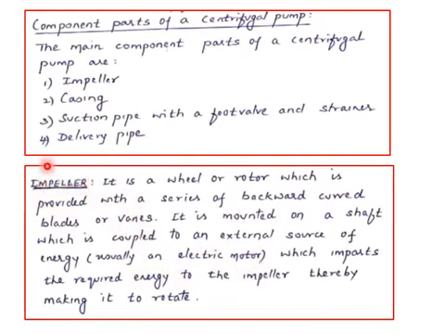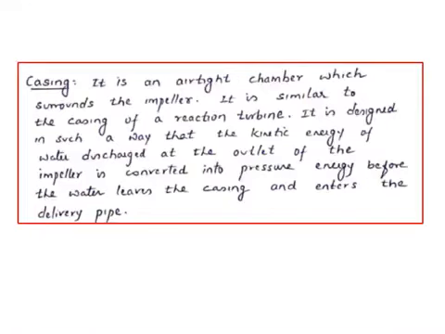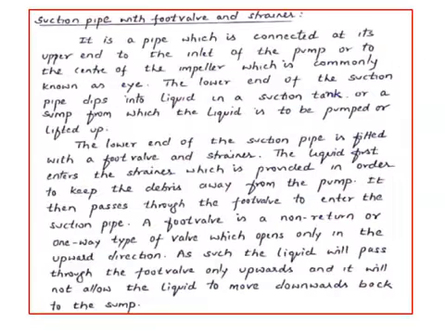When you compare to the turbine, in the turbine work is done by the water on the impeller, whereas here the work is done by the impeller on the water. Also we have the casing. A casing is an airtight chamber which surrounds the impeller. It's similar to the casing that we had discussed in the reaction turbine. It is designed in such a way that the kinetic energy of water that is discharged at the outlet of the impeller is converted to pressure energy before it leaves the casing, and thus enters the delivery pipe and goes to a required height.